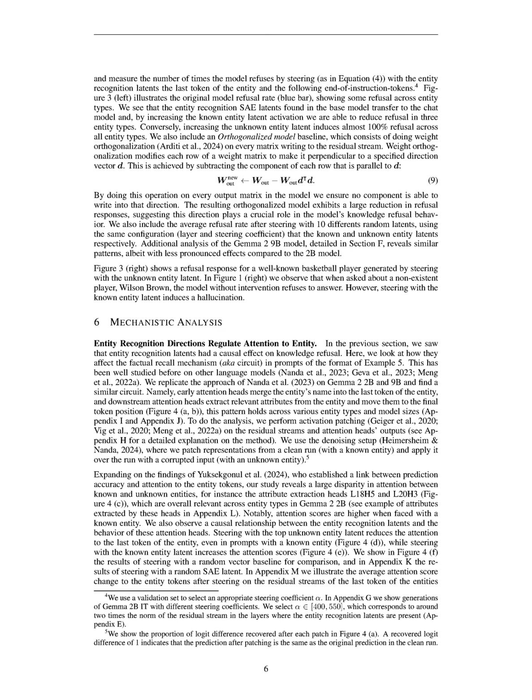Additionally, we compared the performance of our model against an orthogonalized baseline, which showed a significant reduction in refusal responses, indicating the crucial role of the entity recognition direction in knowledge refusal behavior. We also analyzed the attention scores of the model, revealing that steering with known entity latents increased attention to relevant tokens, while steering with unknown latents decreased attention, further demonstrating the impact of our method on the model's factual recall mechanism.